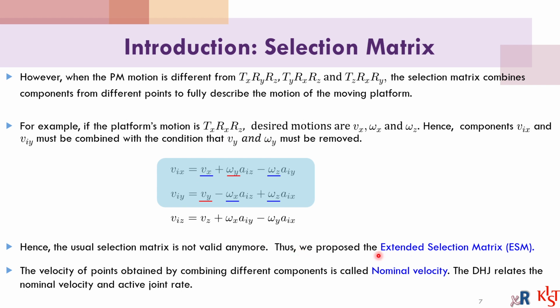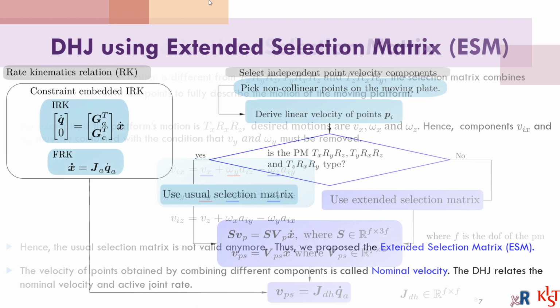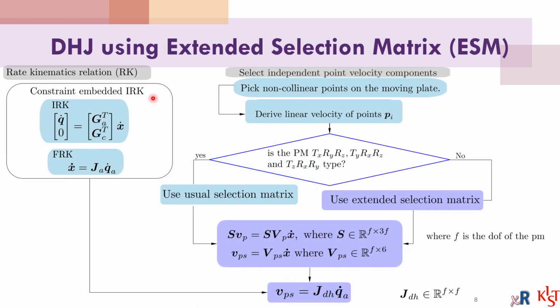Thus, we propose the extended selection matrix. The velocity of points obtained by combining different components from the point is called nominal velocity, and the dimensionally homogeneous Jacobian relates this nominal velocity of the moving plate with the actuator rate. Here is the flow chart that demonstrates the entire process.